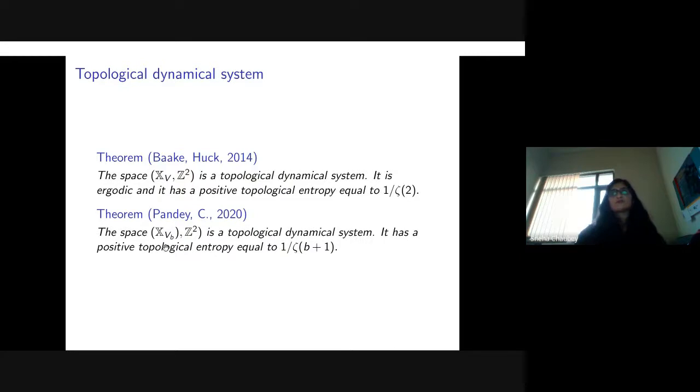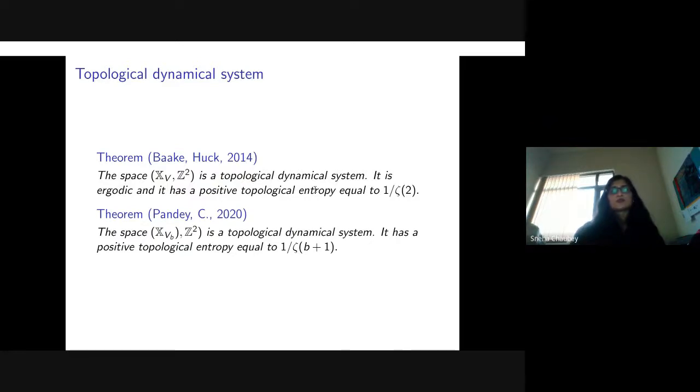In an ongoing work, we show that this space is a topological dynamical system, and it has a positive topological entropy equal to 1 over zeta B plus 1. We have not been able to show the ergodicity part, because we need some help from an ergodic theorist to deal with this. In fact, this theorem, which Baake and Huck proved for the usual case of visible lattice points, was proved for the square free integers by Sarnak some time back.